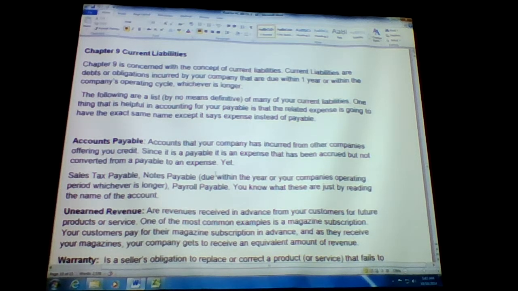Notes payable that are due within the year or your company's operating period, whichever is longer, are going to be notes payable expenses. Payroll payable, payroll expenses. You know what these are just by reading the name of the account.